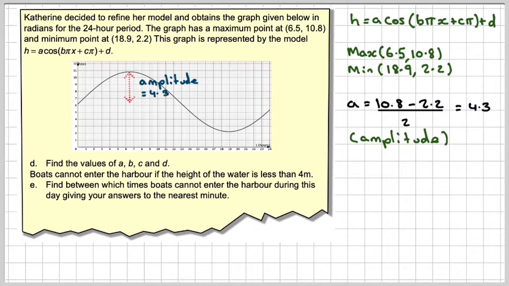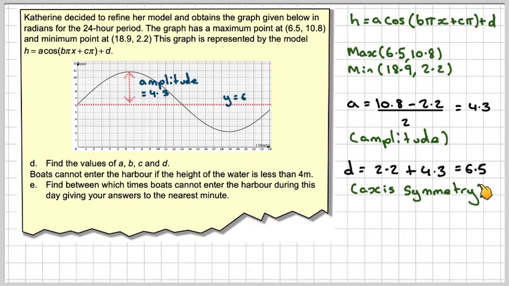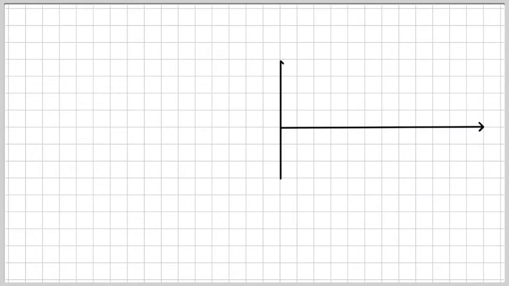It's called the amplitude. The D will give the axis of symmetry here. It's like moving the axis up. How far has the axis been moved up? Well, it's been moved up from the lowest value plus the amplitude, which is 6.5. So this is called the axis of symmetry. So we've got A and D. Now finding B and C is a little bit more involved.